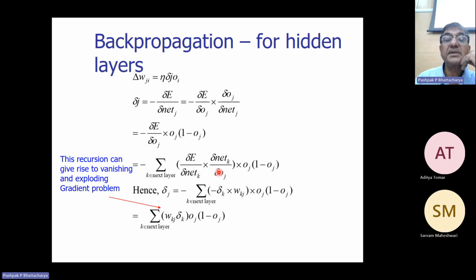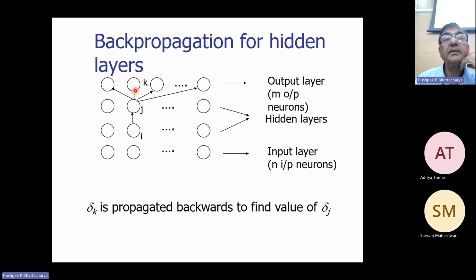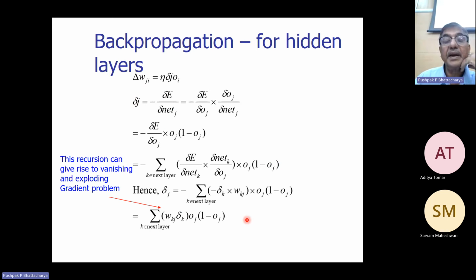Now this expression is quite nice. Delta A delta net K by definition is minus delta K. And delta net K by delta Oj will be WKJ, this weight. So what we get is this particular quantity, which is nothing but the delta K in the next layer multiplied backward by the WKJs.